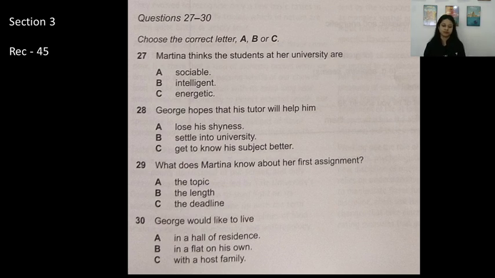That is the end of section 3. You now have half a minute to check your answers.